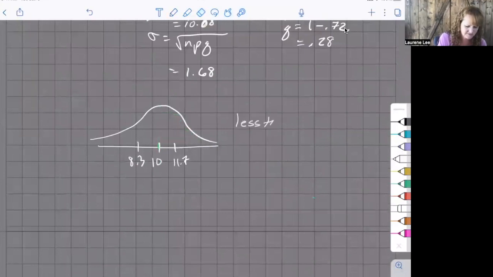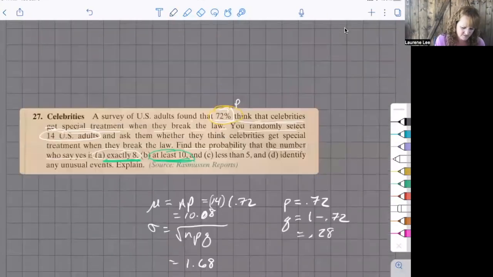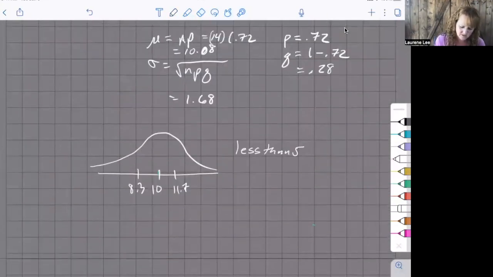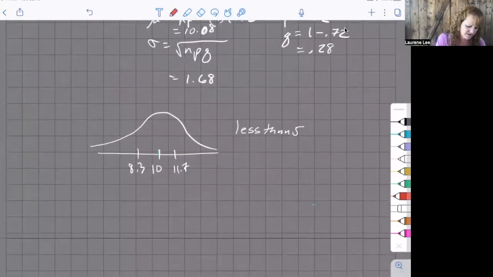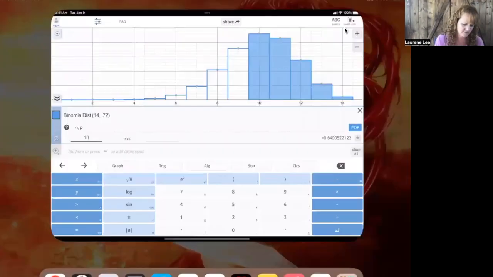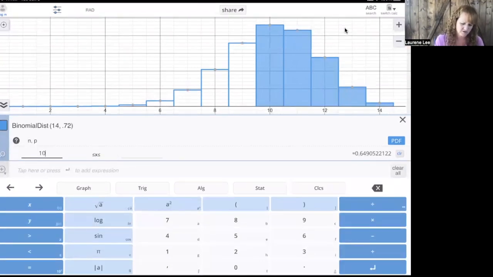Less than 5. All right, so 5 is somewhere here to the left. Okay. So let's go to class calc. Same N and P value. I'm already in CDF, so all I have to adjust is this now.